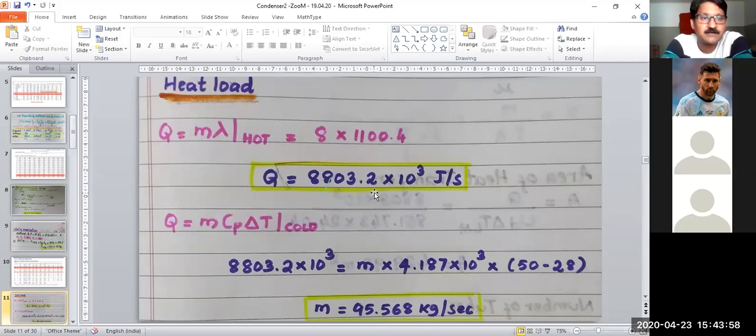Are you getting this value? 8803.2 into 10 to the power of 3.